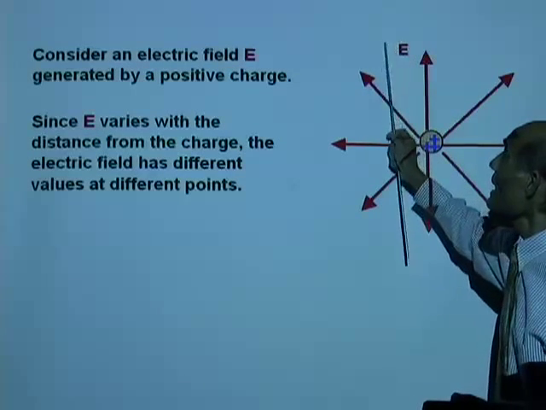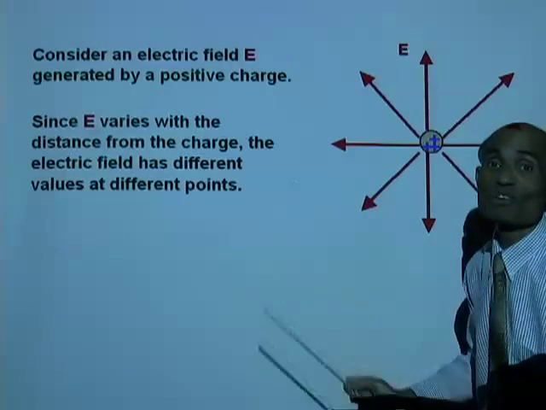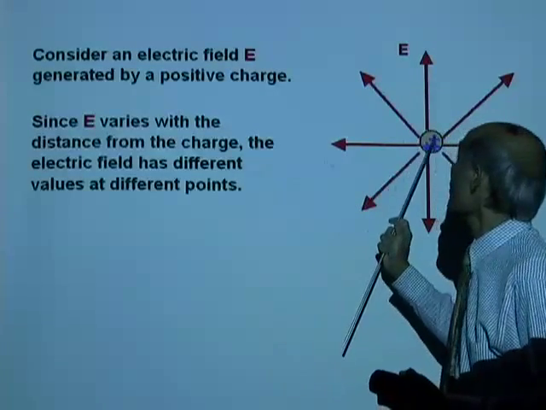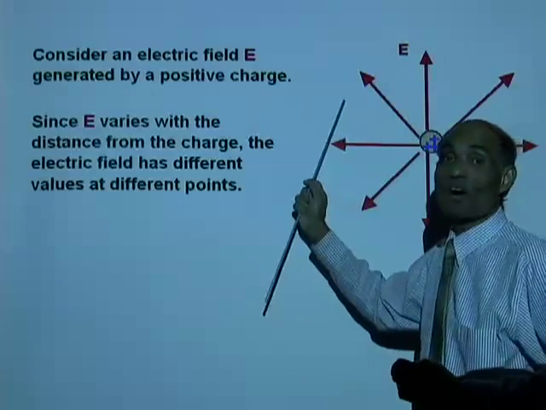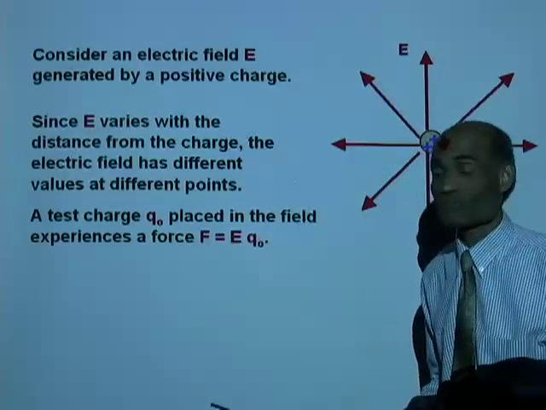As you move away, the field lines are widely separated, the strength of the field decreases. So as you move away from the positive charge, the strength of the electric field decreases.